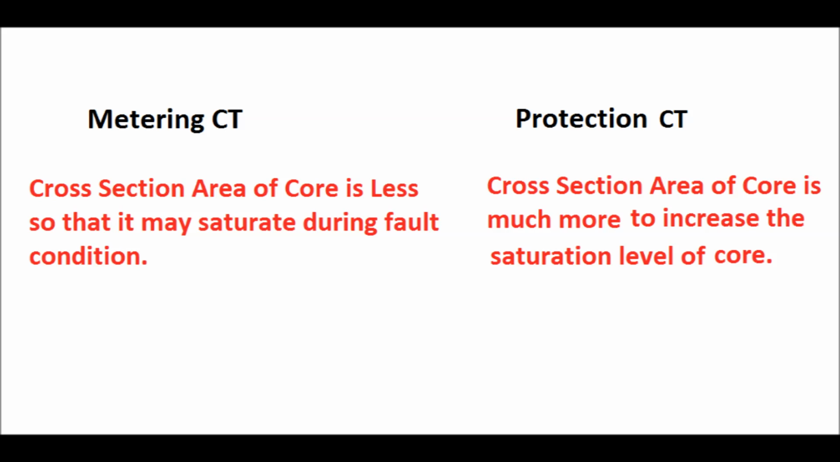In case of the protection CT, the fault current is required to be measured accurately. So if the current increases on the primary side, more flux will be generated in the core. If the CT saturates early, then on the secondary side the reflection of the primary current will not be accurate, and that is why the cross-section area of the core is much more, to increase the saturation level of the protection CT core.